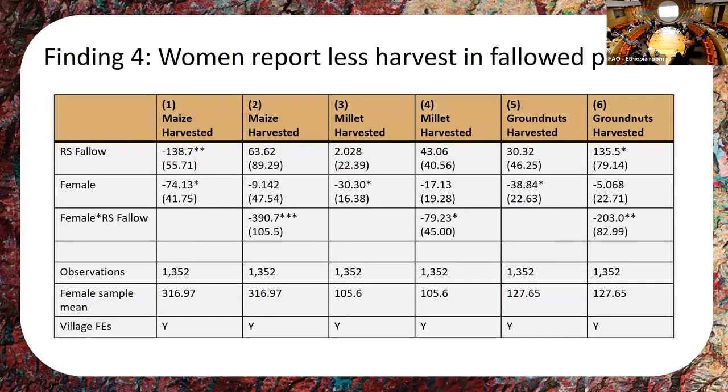Similarly, we look at harvests that are reported for some staple crops, and we find that for all of these staple crops, maize, millet, and groundnuts, women report lower levels of harvest than men do if we can see that it's fallow through our remotely sensed measure.